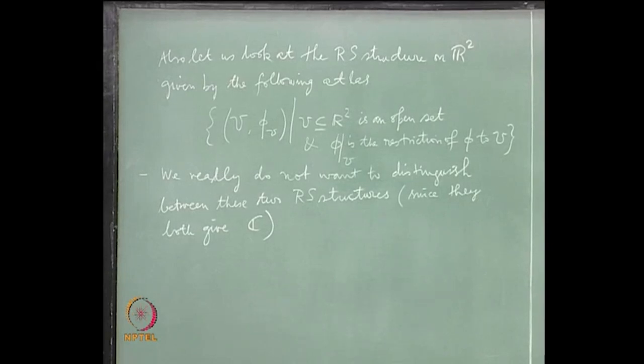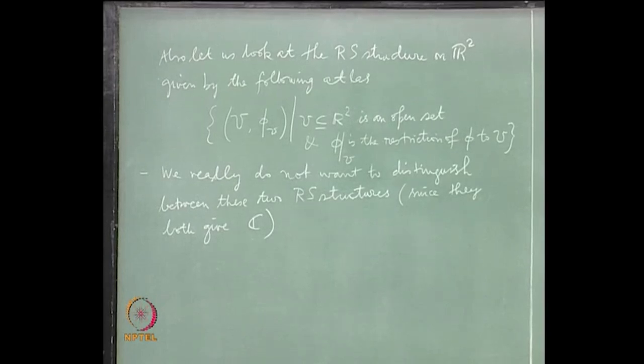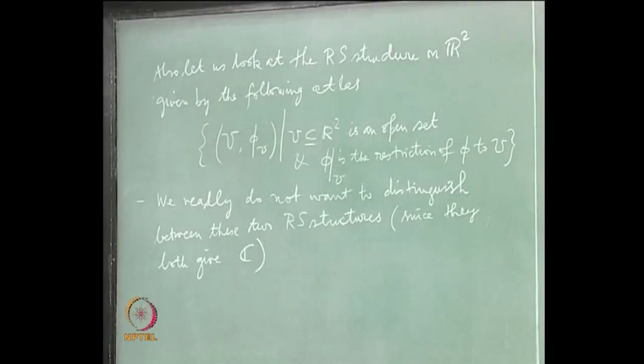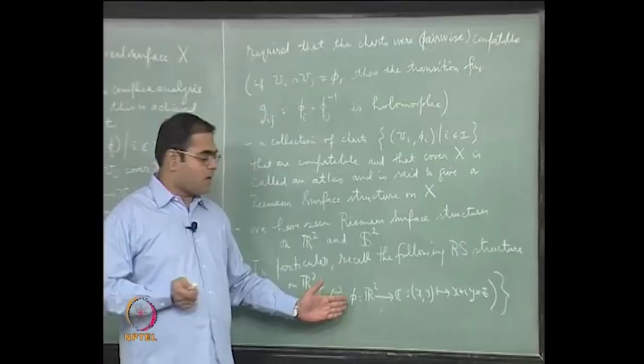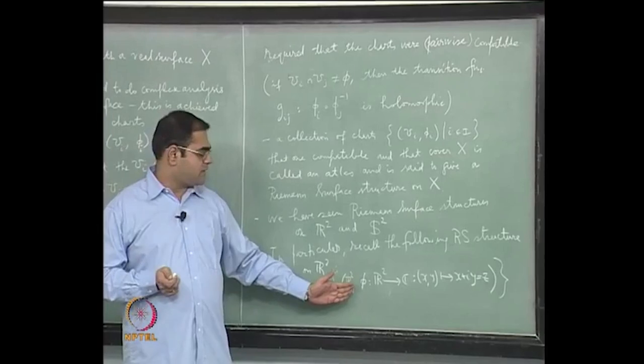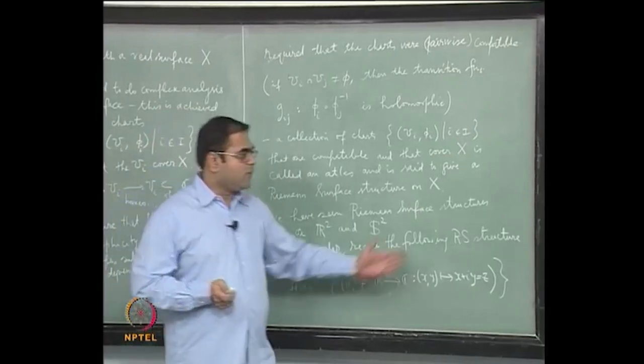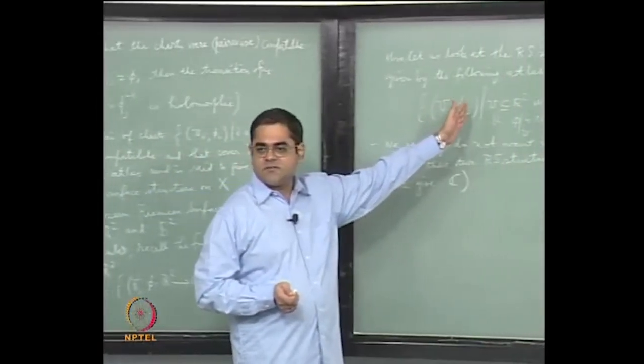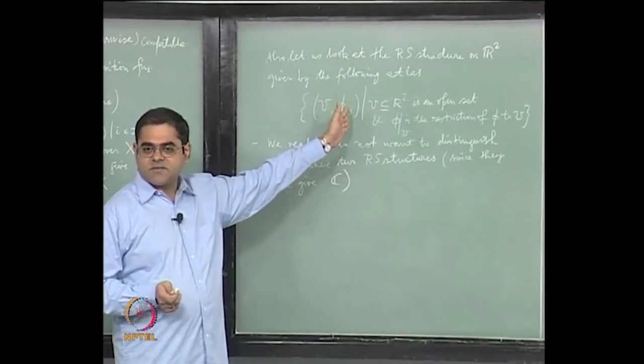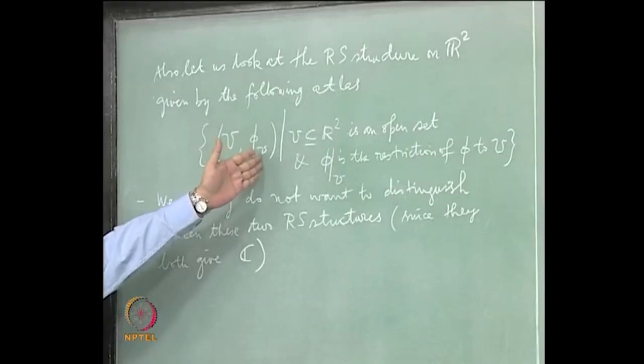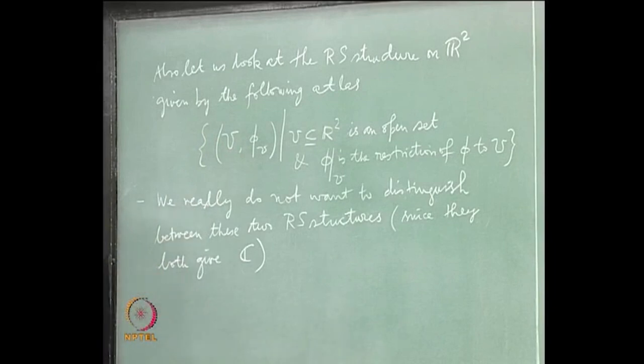So you see, this goes in tune with a philosophy of Felix Klein, the great German geometer, who said that the geometry of a space is controlled by the functions you allow on that space. So if I look at the holomorphic functions given on the Riemann surface given by this structure, they are no different than the holomorphic functions given by the Riemann surface structure by this atlas. Okay, so essentially they should be the same space.